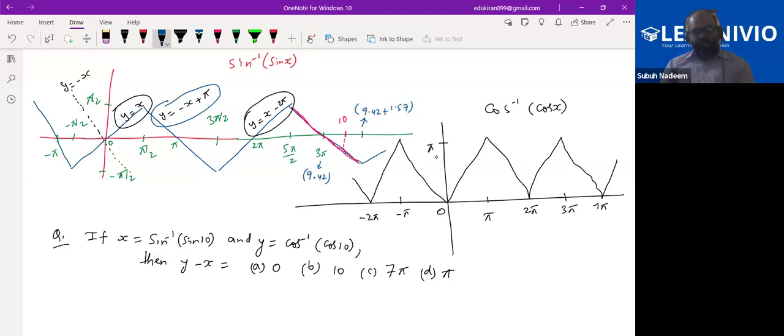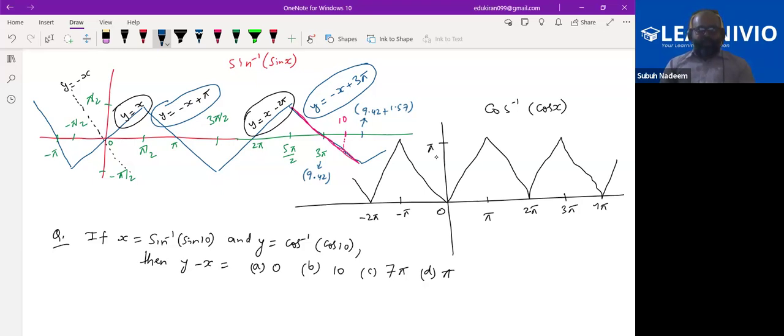Then this line which is shifted here, this red line, will again be shifted by 2 pi units. So y is equal to minus x plus 3 pi, and this will be the equation. You can check also: if you put 5 pi by 2 here, you will get pi by 2. If you put 3 pi, you get 0. So finally, what we observe is that this red line which you are seeing here is actually minus x plus 3 pi, and x is equal to 10.